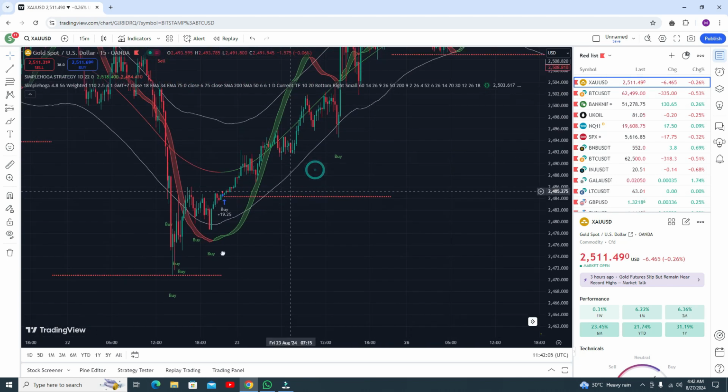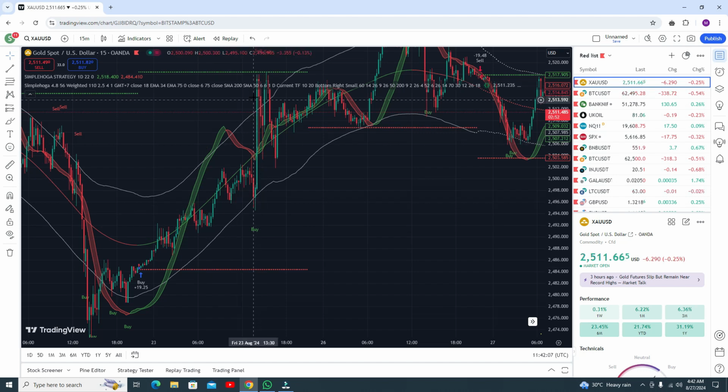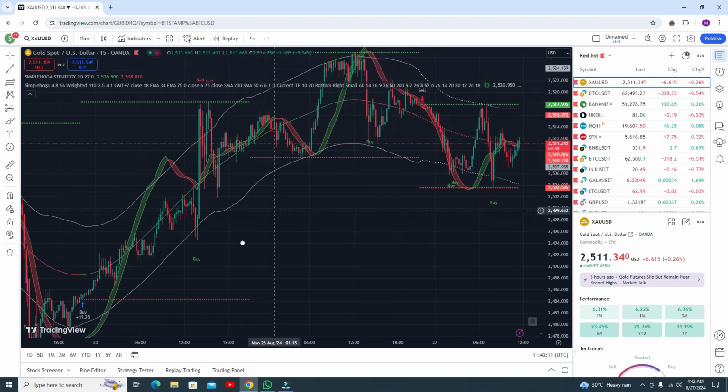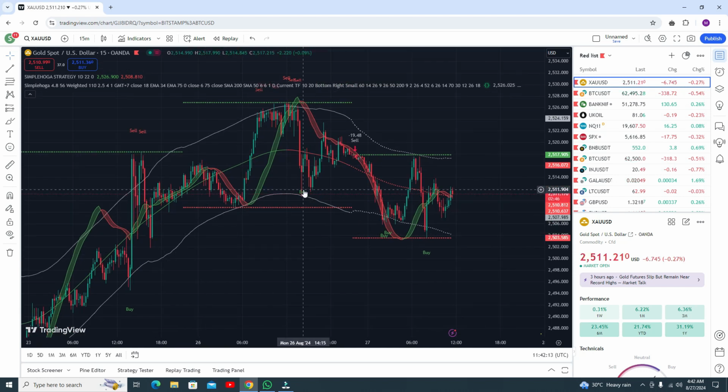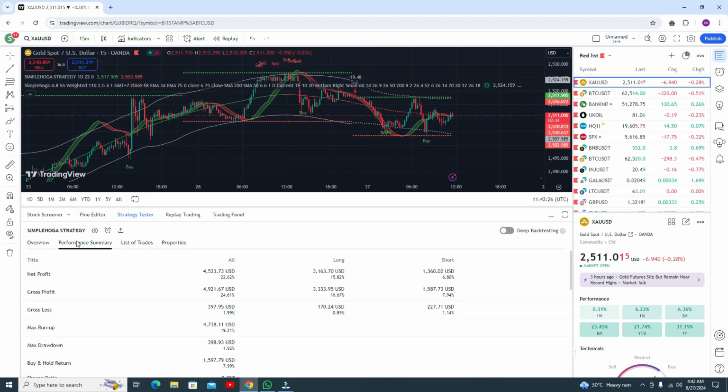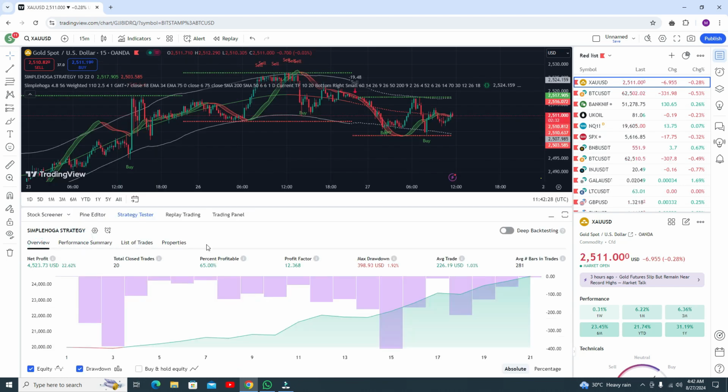Buy position, buy position, book your profit. You can open your buy position again, and you can book your profit. If you go another buy position, you need to exit your trade at this point when you got the sell signal. How much it's profitable? Yes, it's amazing.